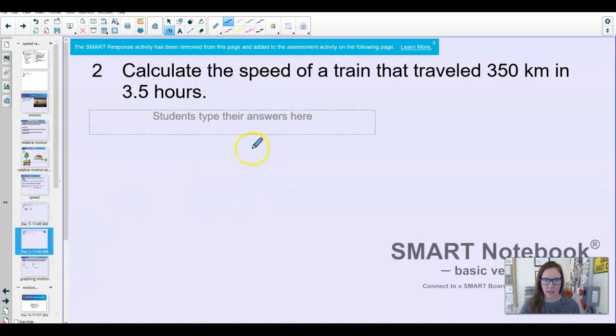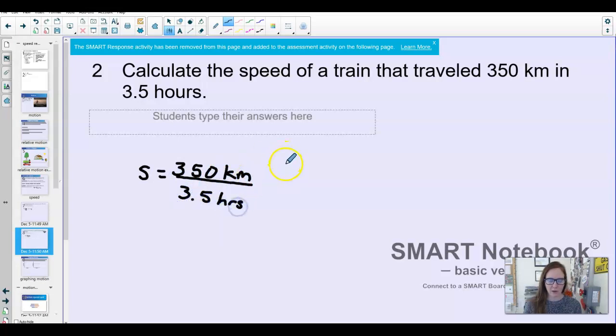All right, now let's do one more. In this case, you're going to calculate the speed of a train that traveled 350 kilometers in 3.5 hours. So again, speed is distance over time. So 350 kilometers. Make sure you carry those units. Divided by 3.5 hours. Okay, go ahead and pause the video and do that math. Okay, hopefully you got 100 kilometers per hour there as the speed of the train.